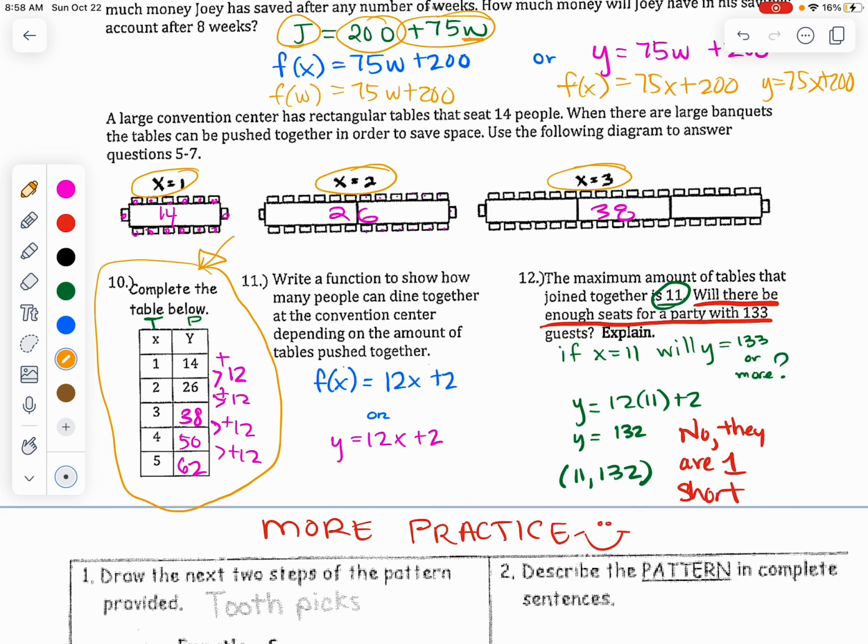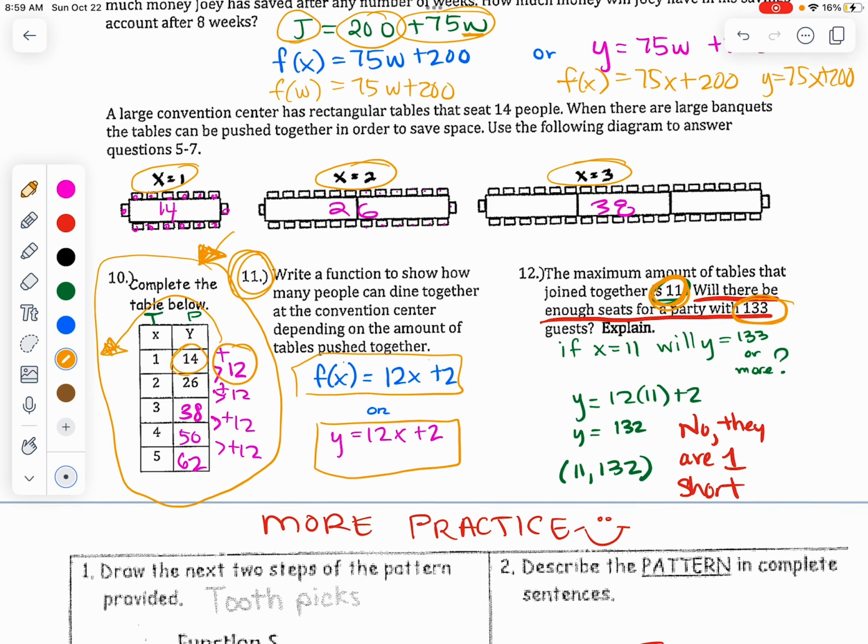So at number 10, it asks us to complete the table, which we can do because we know it's just going up by 12 every time. On number 11, it asks us to write the rule. Well, because I know it's 12 times the x value, 12 times 1 is 12, plus 2 equals 14. So my function rule is f of x equals 12x plus 2, or I could say y equals 12x plus 2, right? On 13, it gives us a scenario. If we have 11 tables pushed together, will there be enough for 133 people, right?